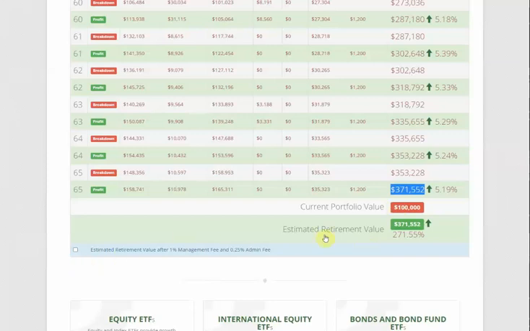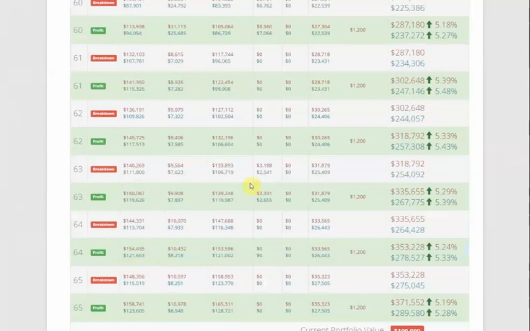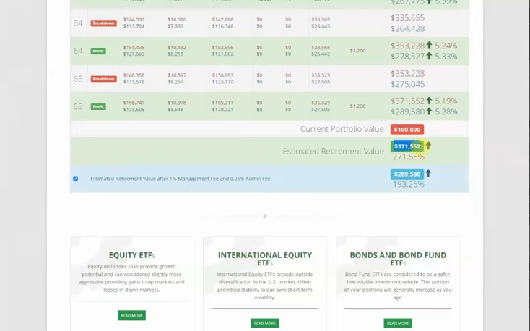But here's what's interesting. This right here tells you should have about $371,000. That's if you do it yourself. If you pay somebody else 1% to manage your money, your portfolio is going to go from $371,000 to $289,000. The difference is what they're going to keep for managing your money at 1% over the next 20 years. Wow. Could you imagine?